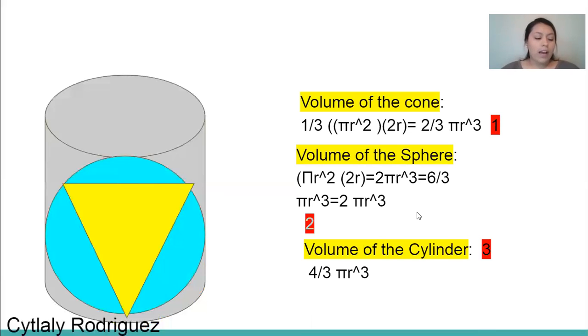Let's say we have the cone to fill it up, and it will take 1 cone to fill up just the cone. It will take 2 cones to fill up the sphere, and it will take 3 cones to fill up the cylinder. This is how we know it's a 1 to 2 to 3 ratio for the given shapes. Gotcha.